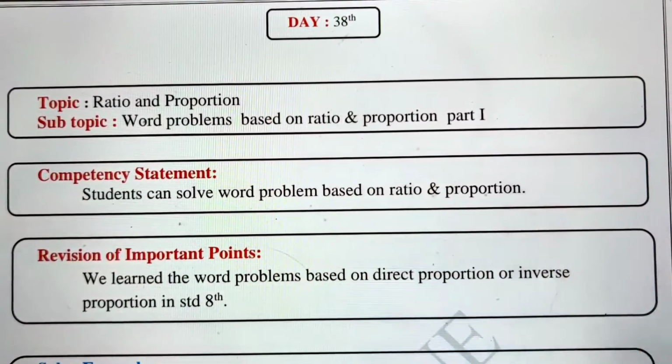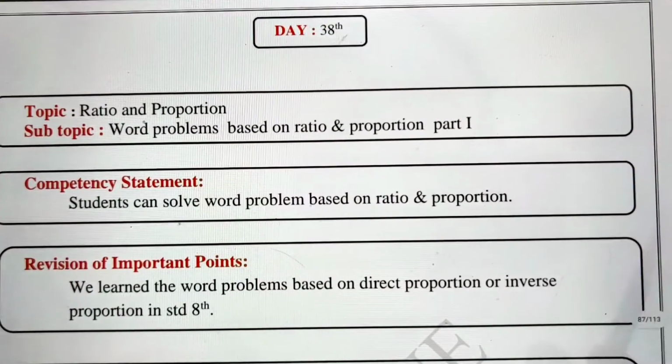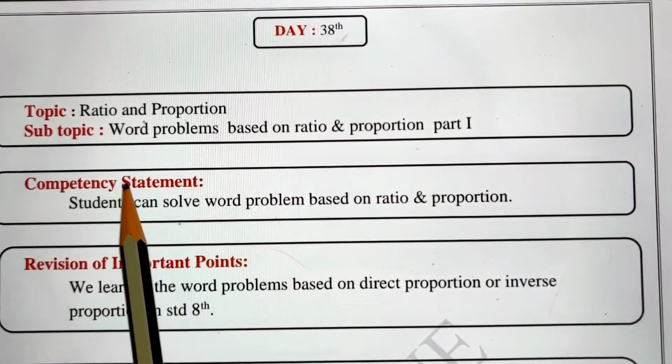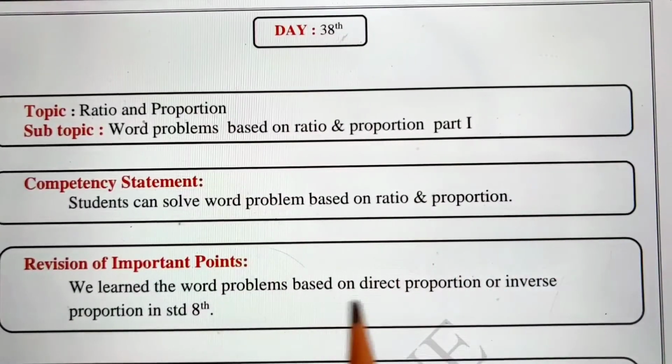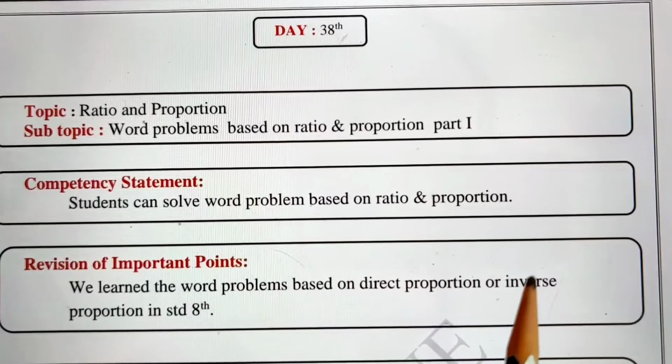Now let us see day 38. The topic is ratio and proportion. Subtopic is word problems based on the ratio and proportion part. So we are going to study the examples or word problems which are based on age and the number. So let us see one example of each type.